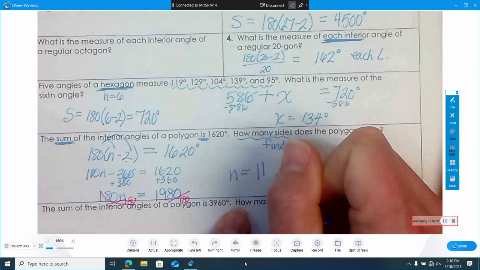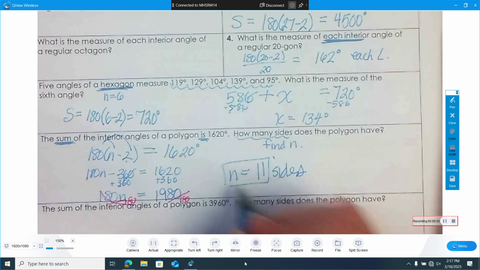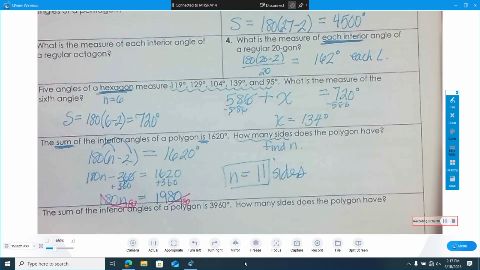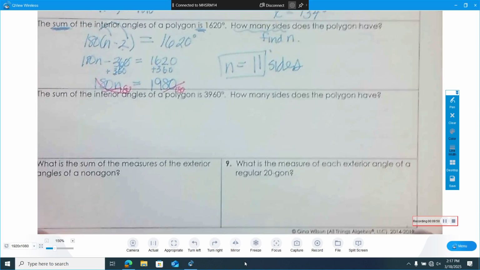So we get n equals 11 sides. So this is a polygon with 11 sides. Okay. Questions so far? Okay. I hope you're taking good notes. Let's look at number 8.